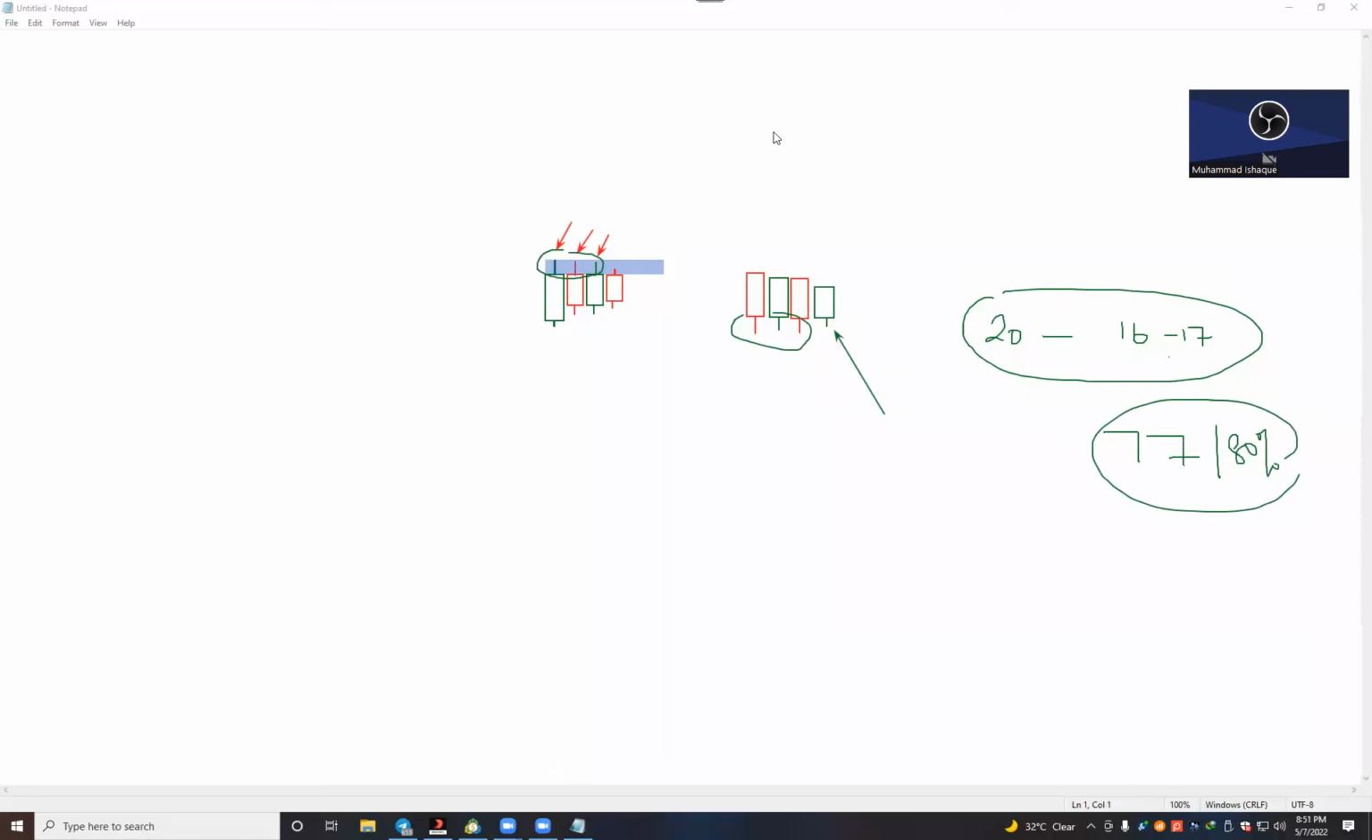Sometimes you will find a green candle and a red candle with a wick, green candle and red candle with a wick. Okay. But the next green candle can break, but it's not breaking the upper wick. This zone is still active.